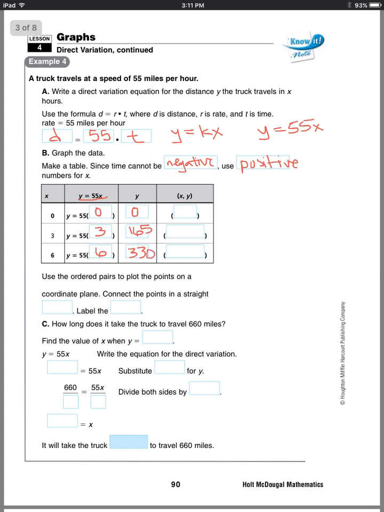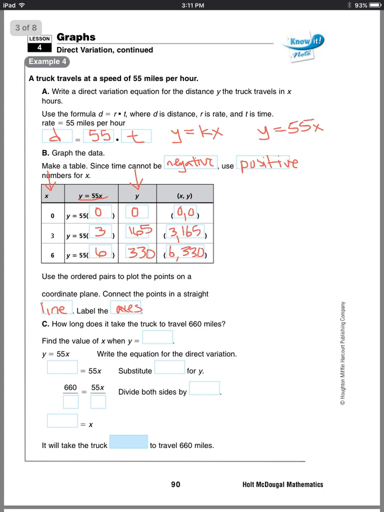Now when you write your xy pair, these numbers are going to come first, followed by these numbers. So when x is 0, y is 0. When x is 3, y is 165. And when x is 6, y is 330. And then we're going to use the ordered pairs to plot the points on a coordinate plane. And then we're going to connect the points in a straight line and label the axes.